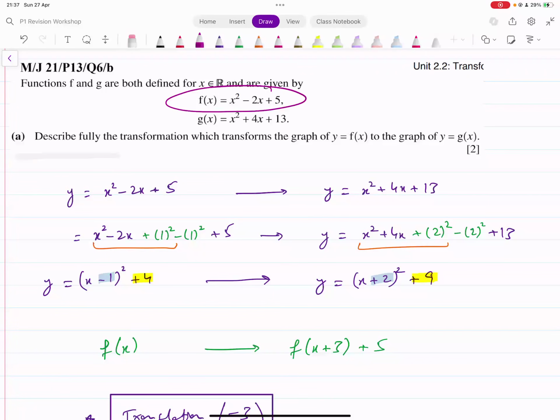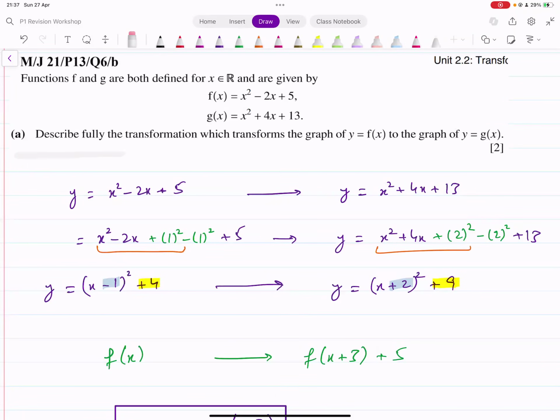We've got this f of x function, that's x squared minus 2x plus 5. This is another function, g of x equals x squared plus 4x plus 13. We have to figure out what transformation transforms the graph of y equals f of x to the graph of y equals g of x. How do you identify this transformation? You should first complete the squares. Otherwise, it will become difficult to identify the transformations. It will not be clear.